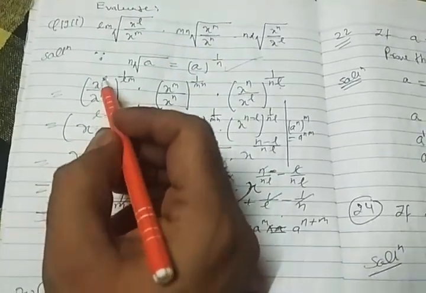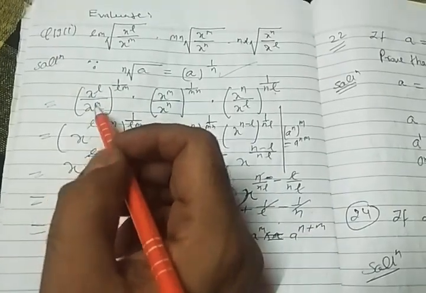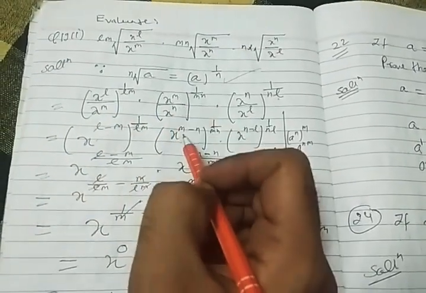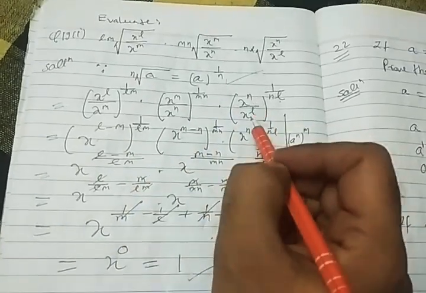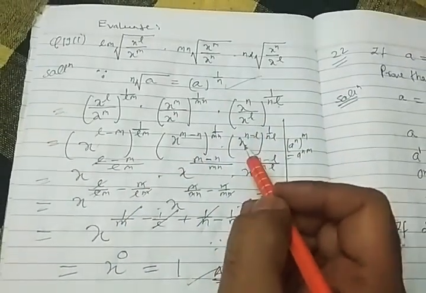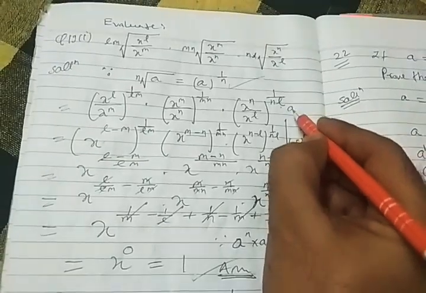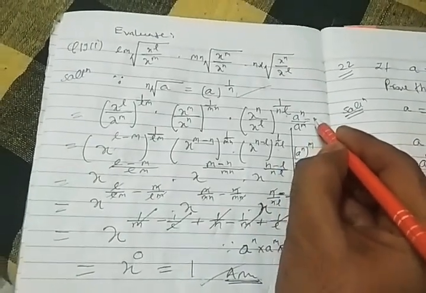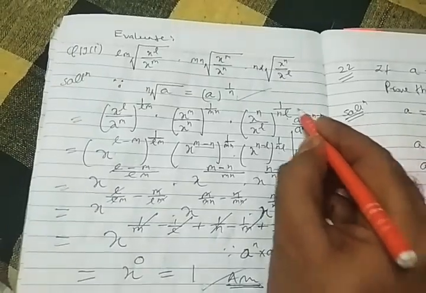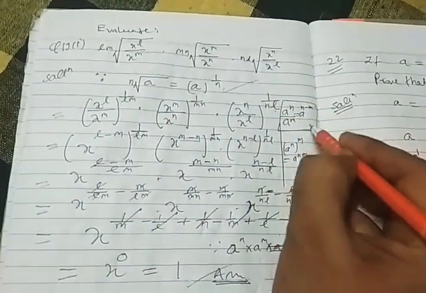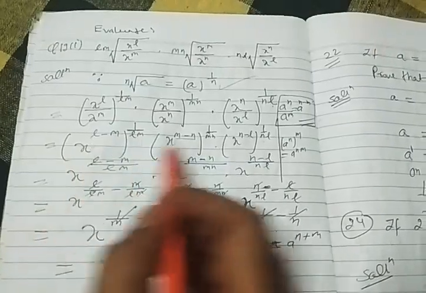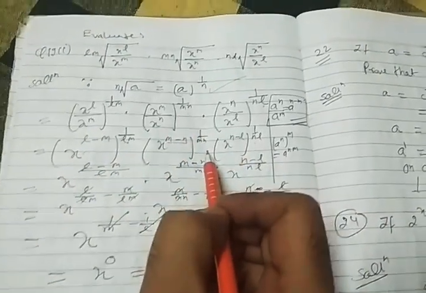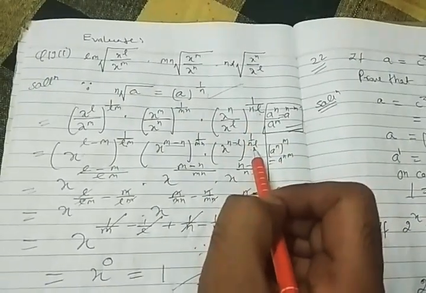Now using the formula again, this can be written as a difference. If bases are same, then power will be written in the form of difference. So x raised to power l minus m, second term can be written as x raised to power m minus n. In similar way, third term can be written as x raised to power n minus l. Using this formula, a raised to power n upon a raised to power m can be written as a raised to whole power n minus m. So here we use this formula, and whole power in first term 1 upon lm, in second term 1 upon mn, and third term 1 upon nl.